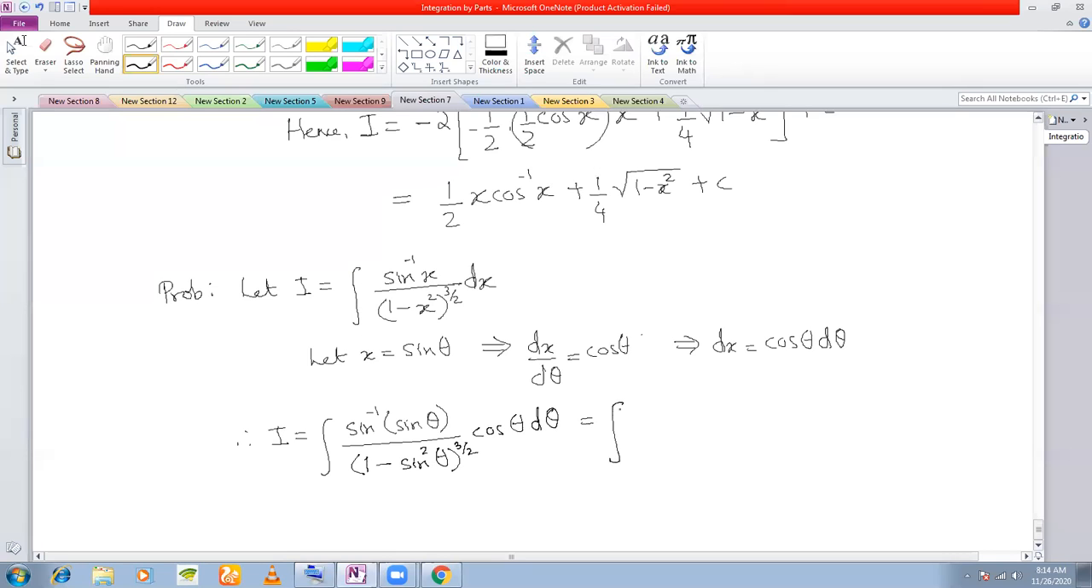So this is the integral. Sin inverse sin theta is simply theta, divided by cos square theta whole to the power of 3 by 2, into cos theta d theta. Okay. Now in the denominator, what happens? The square cancels with the 2 in the denominator of 3 by 2, right? So you only get a cos cube theta into cos theta d theta. So here one cos cancels.